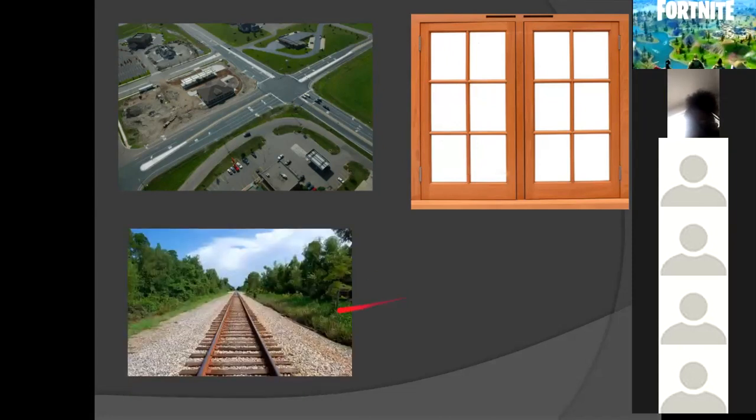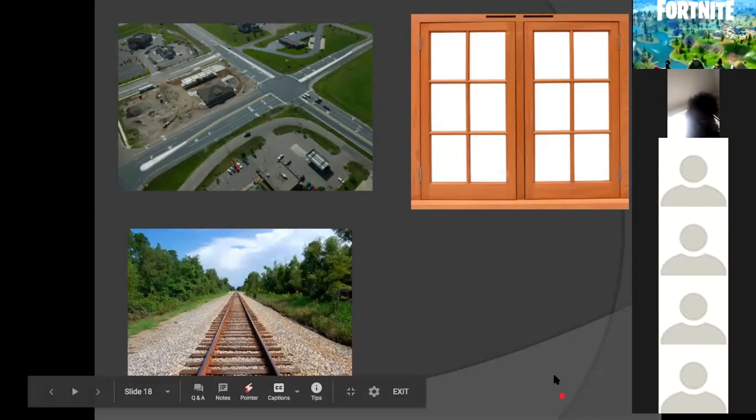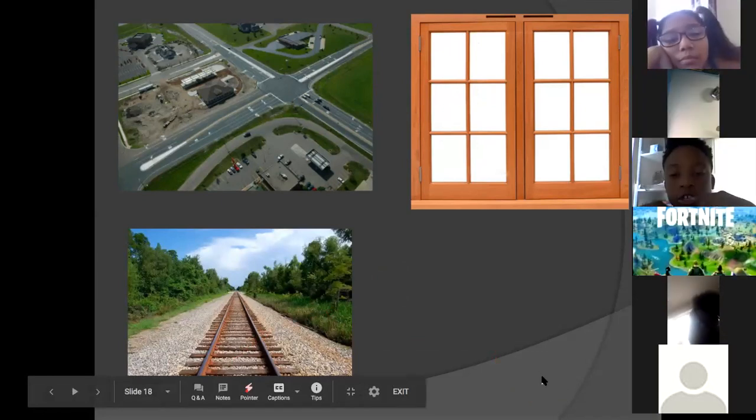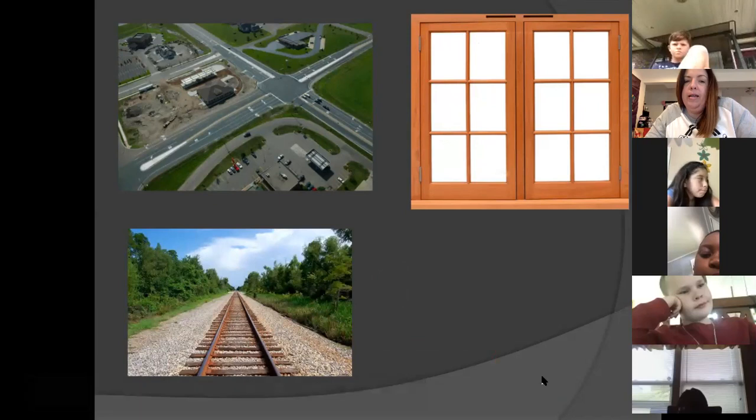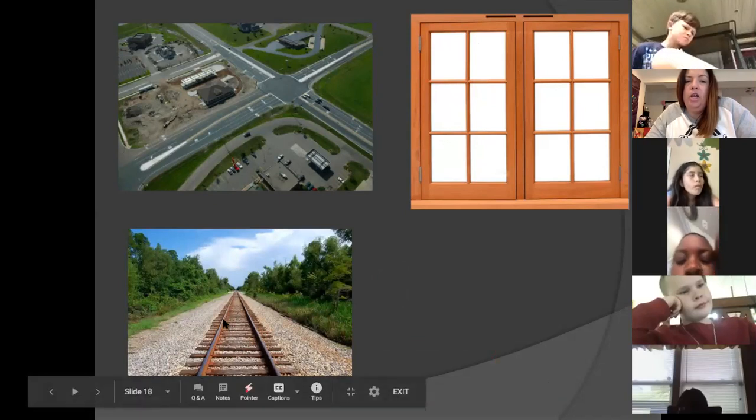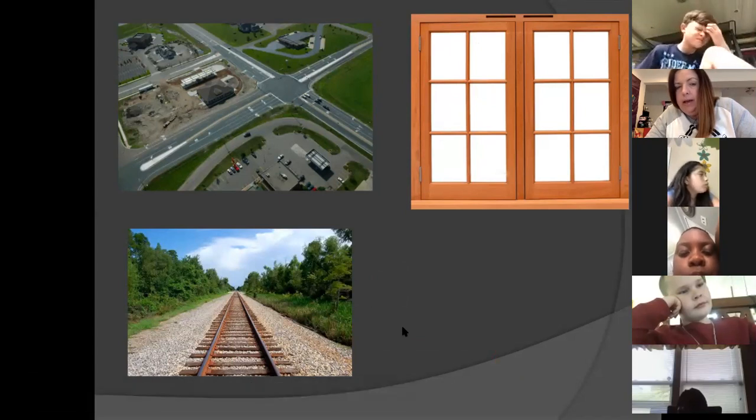What about this one? More train tracks. Railroad tracks. Yep, the parallel lines, right? There's parallel lines on the metal bars and then also on the wooden slats. Good.